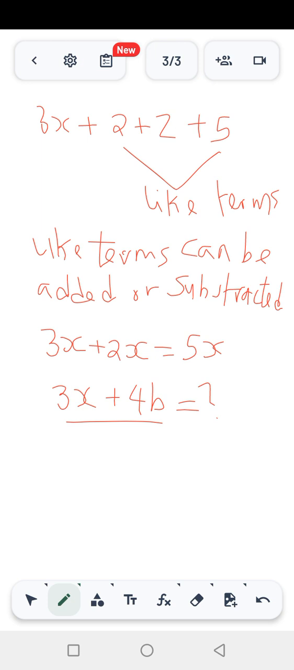But the first one was 3x and 2x, so they had a common letter, which is x. That's why I was able to combine them. I was able to combine them because they are what we call like terms. So if you have like terms, then you can add or subtract easily, like normal arithmetic.